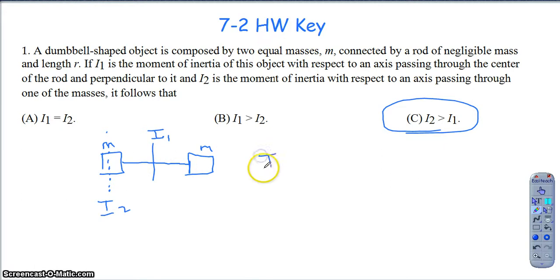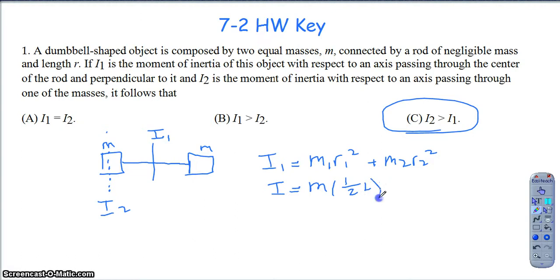All right, so if I was actually calculating I1, well, again, I would do m1 r1 squared plus m2 r2 squared for each of those two masses, right? So I would be, again, mass, which is just m, and then how far away is it from the axis of rotation? Well, it's 1/2 of the length, right? It'd be half of the length away.